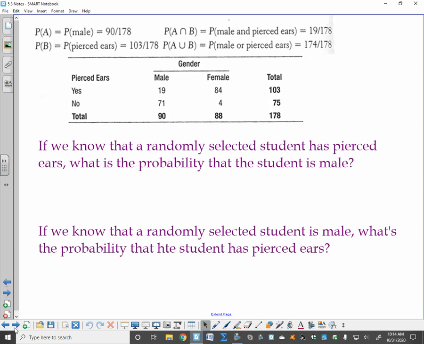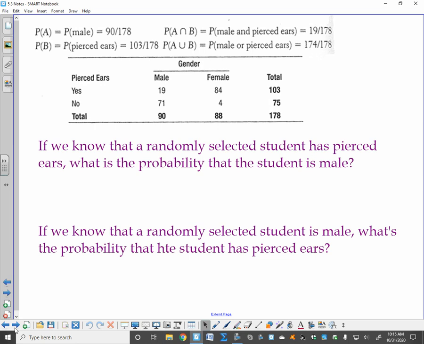And so we're going to do all the males plus all the pierced ears minus the males and the pierced ears, because these two events are not mutually exclusive. So you have to subtract out the overlappage.